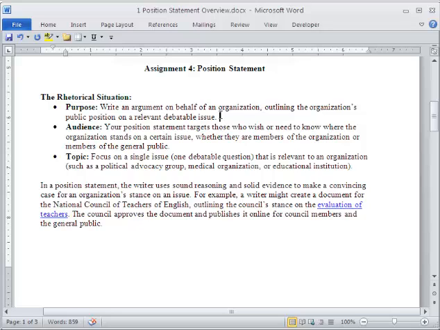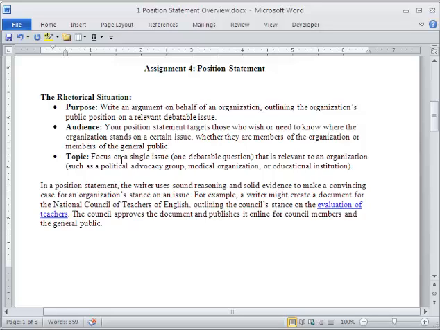Their secondary audience is members of the public who may be interested in where an autism organization stands on vaccinations. Maybe they are constructing their own argument for some other purpose, and they want to be able to say, my argument is supported by this organization as stated in their position statement.